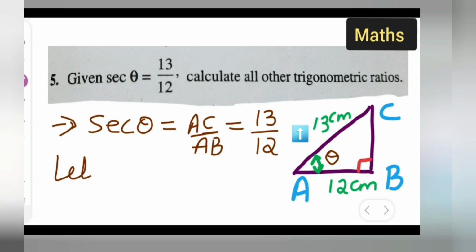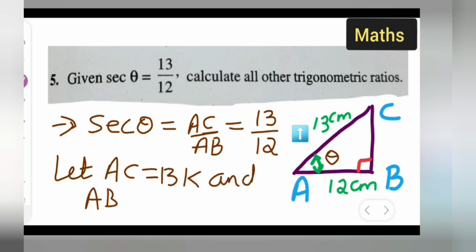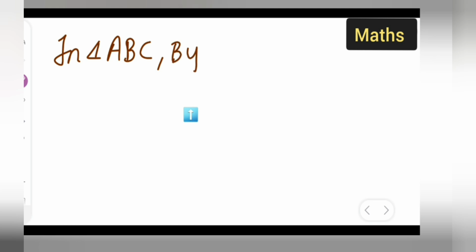Now you all can say let AC is equal to 13k and AB is equal to 12k. Okay, you all can just take your AC to be 13k and AB to be 12k, where k will be a positive integer. Now we are applying the Pythagoras theorem for this. So in triangle, which triangle is it? In triangle ABC, by Pythagoras theorem.